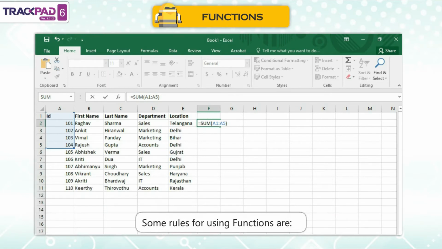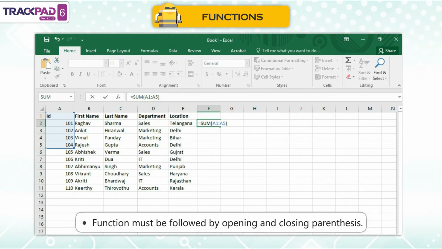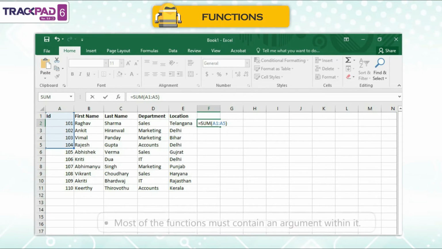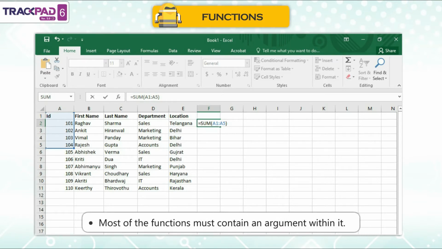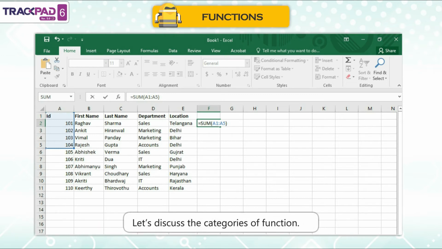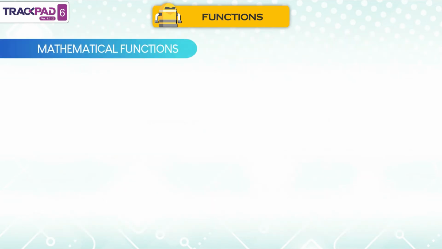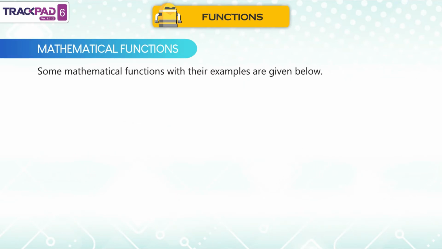Some rules for using functions are: all Excel functions must begin with the equal to sign. Function name must be a valid Excel name. Function must be followed by opening and closing parentheses. Most of the functions must contain an argument within it. Let's discuss the categories of function. Mathematical functions. Some mathematical functions with their examples are given below.